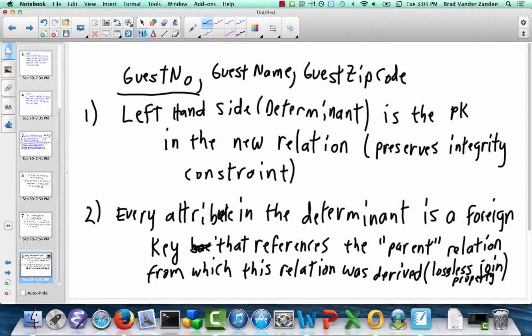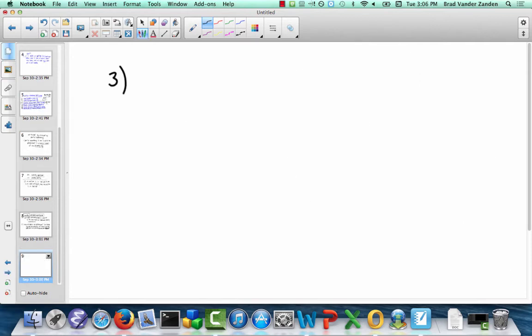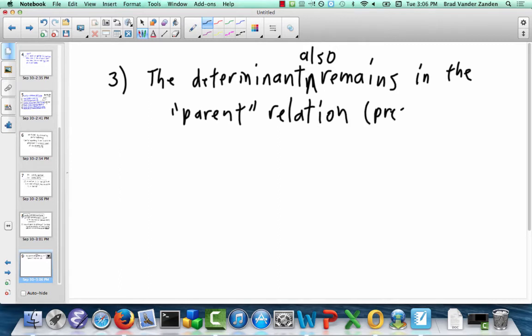So this gives us a new relation. This is one of our new relations. The other thing we do is leave the determinant in the parent relation. So let me go on and say, three, the determinant also remains in the parent relation. This is also necessary to preserve lossless join because it gives us something to join with.